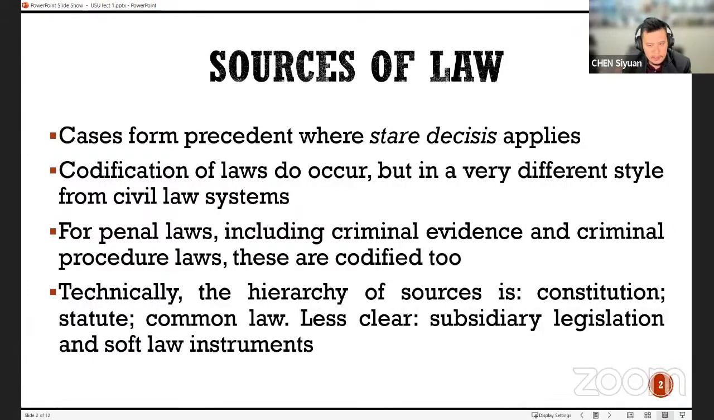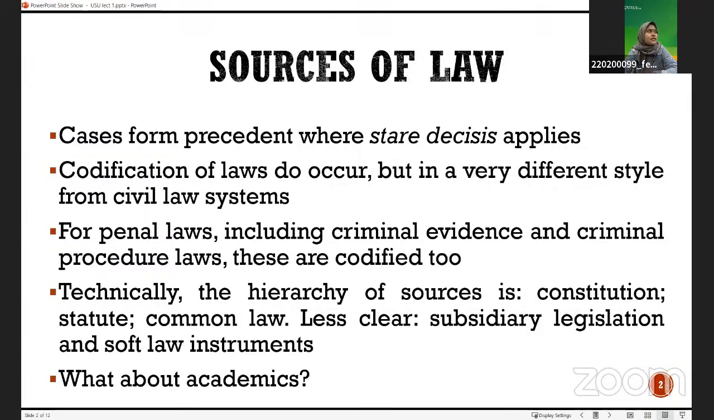So it's a bit unclear whether the court can, for example, treat a statute as a higher source of law than subsidiary legislation. But I think in practice, generally, even if it's subsidiary legislation, the courts, including the Court of Appeal, would follow what the written laws say. And if it's not even subsidiary legislation, just a soft law instrument, for instance the police's own internal regulations, which are not law creating in character, the courts are less likely to follow that, but may refer to those things.